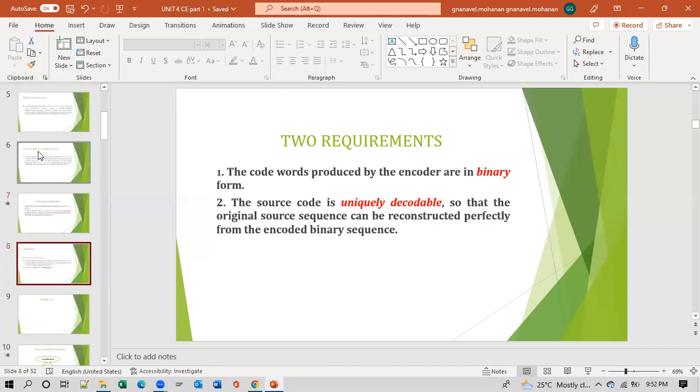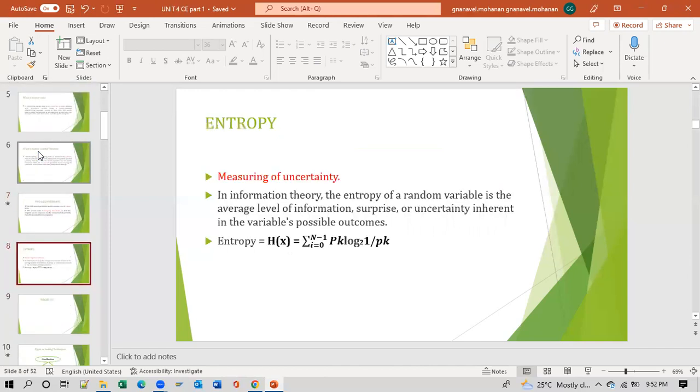Let us see what is entropy. Entropy is used to measure uncertainty. In information theory, the entropy of a random variable is the average level of information, surprise, or uncertainty inherent in the variable's possible outcomes. The entropy is denoted as H(X) = sigma k from 0 to n minus 1 of p_k log base 2 of 1 by p_k.